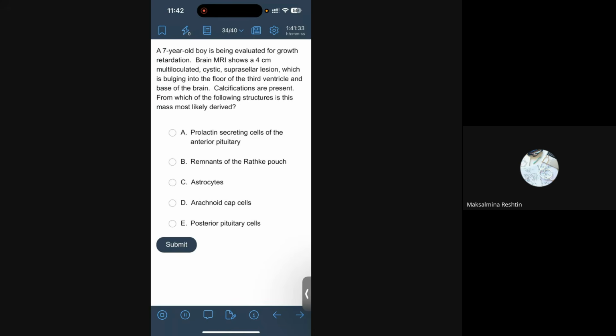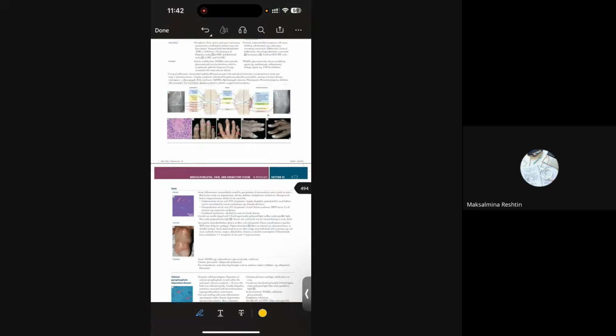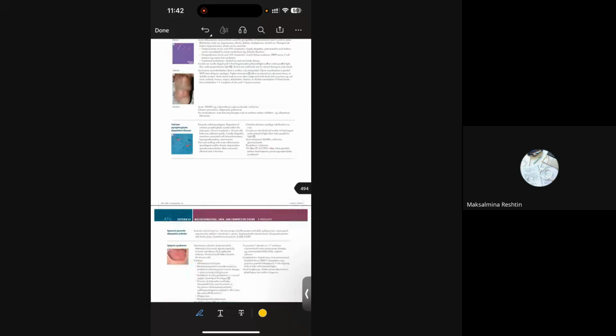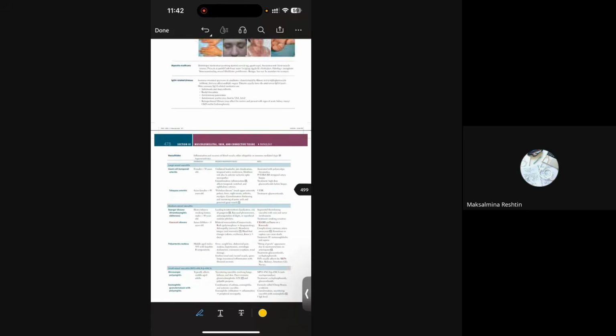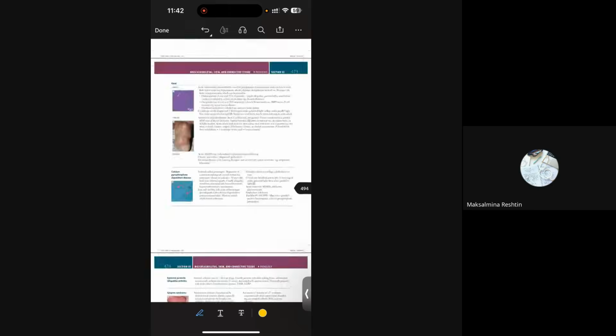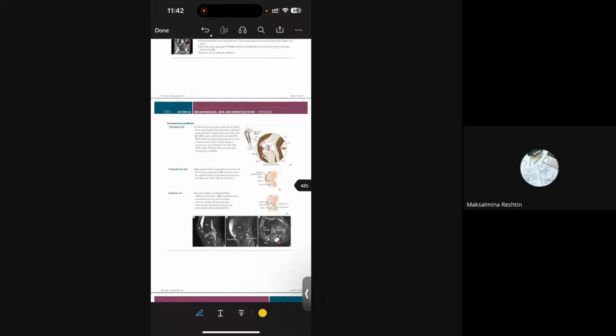So what structure is present at the suprasellar region? That is the clivus. What structure is present in the sella turcica? The pituitary gland, right? Yes. So this cancer is mentioned.